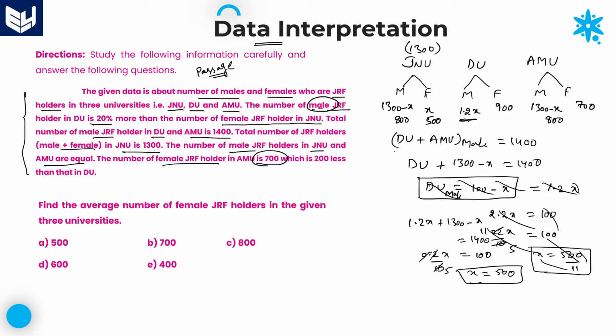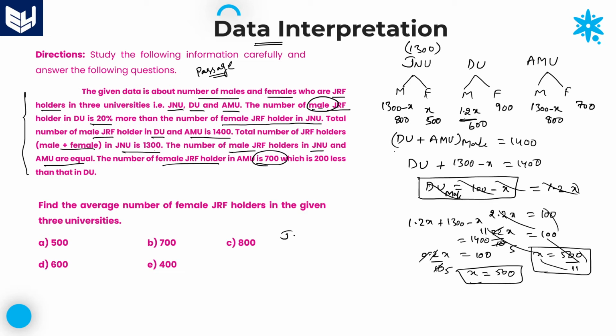And next 1.2 into x, which is nothing but 20%, that is 100 more, in the sense 600. Now you got all the values. See, I'll just write down all the values.